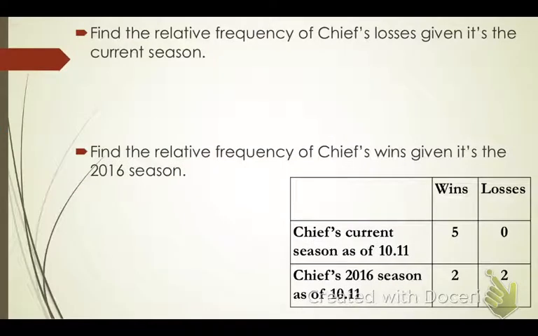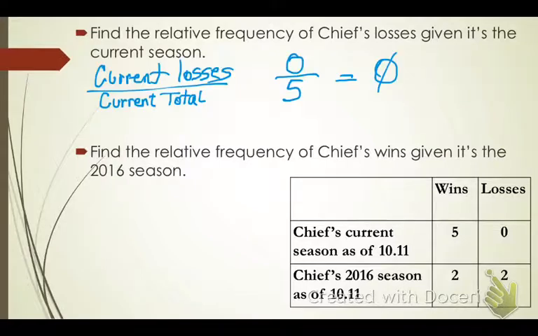Okay. Now, using the same data, find the relative frequency of Chiefs losses given that it's the current season. So we're only looking at the current season and the losses that we had that season. Well, according to when this table was made, we had 0 losses out of a total of 5 games that season. So the probability or the relative frequency of losses is 0.